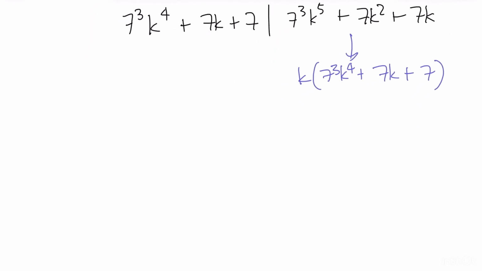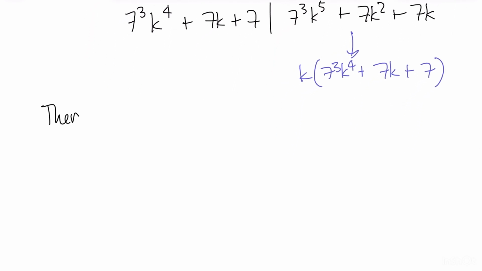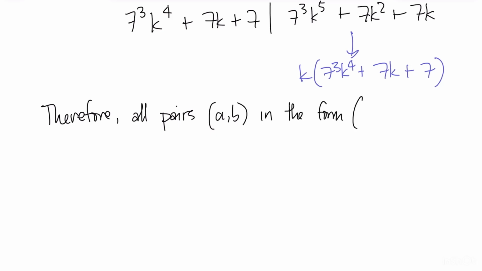Therefore, all pairs a, b in the form 7k squared, comma 7k is a solution.